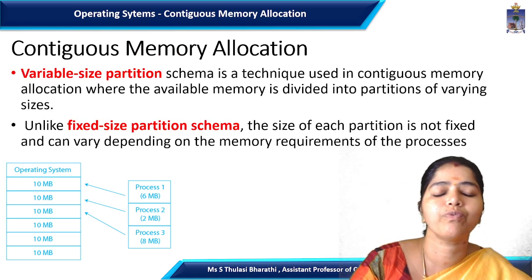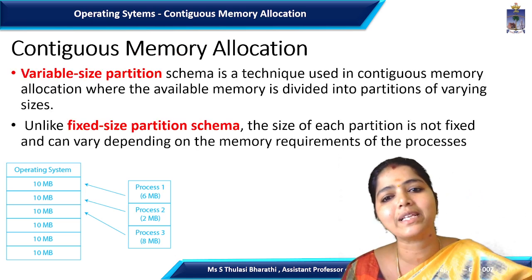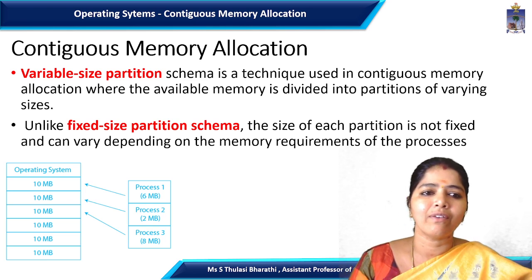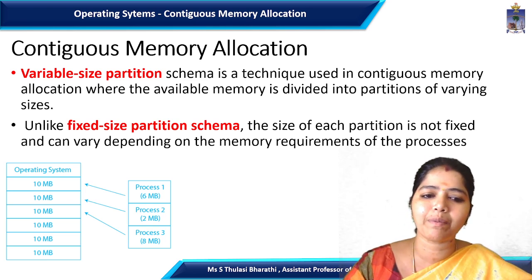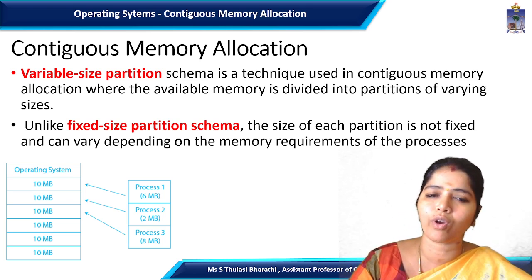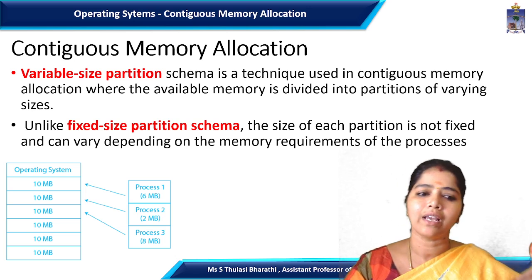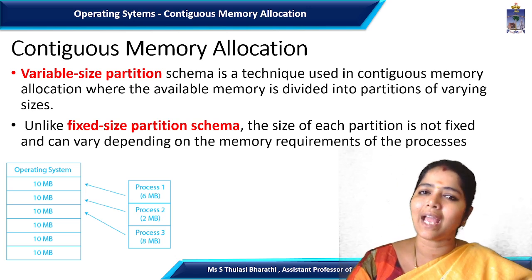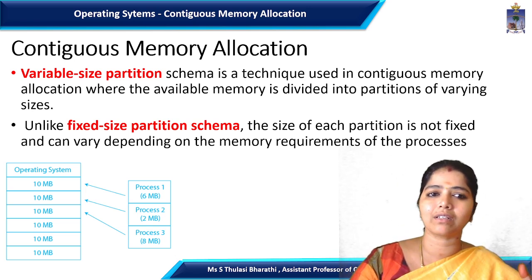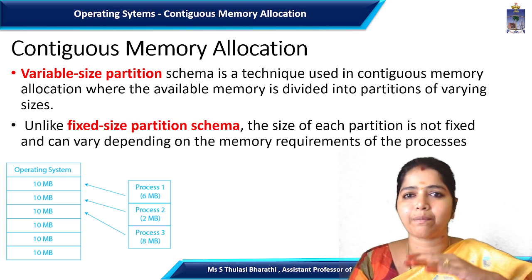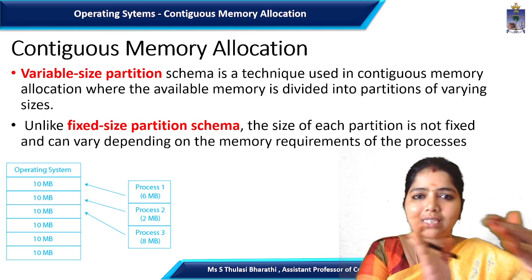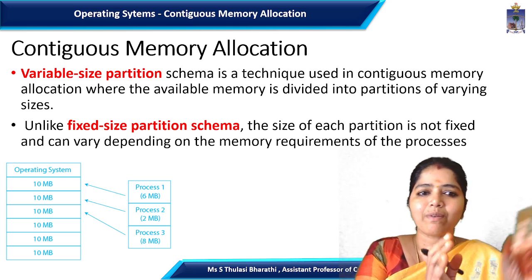Next, we'll move to variable size partition. What does variable size partition mean? If I want 6 MB, then 6 MB will be used, and the 4 MB will be allocated to something else. When a 2 MB request comes, 8 MB will be allocated to some other things. That is what is called variable size. Based on the size of the process coming in, the size will be modified.